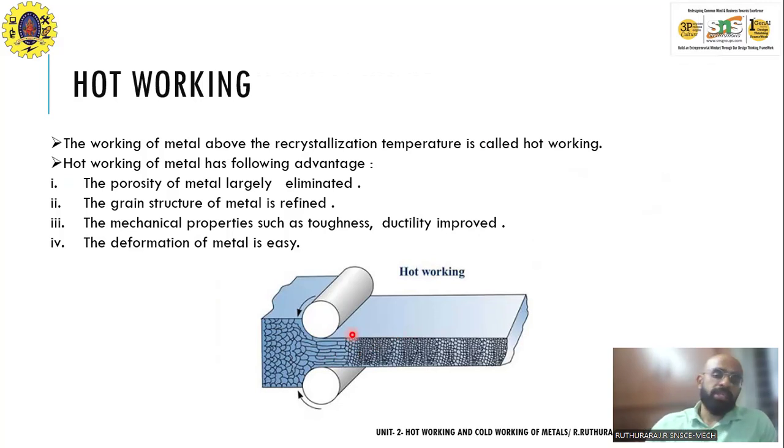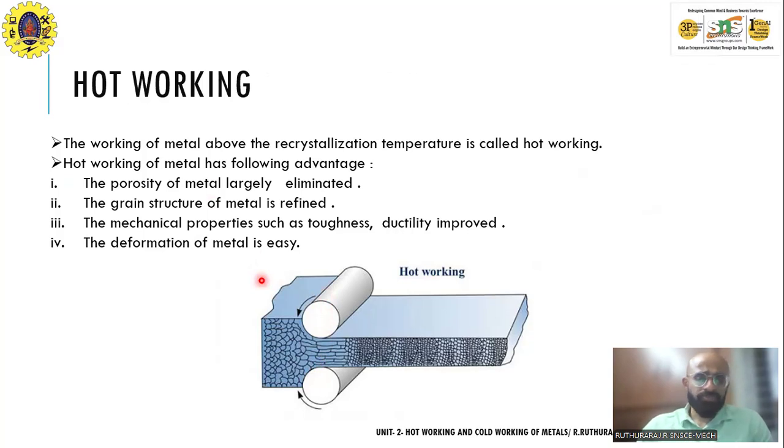So what are the advantages of this hot working process? The porosity of the material is largely limited. Since I drew this diagram, when there are larger grains, there will be porosity obviously, but when the grains are rearranged or realigned, porosity is eliminated. The grain structure is realigned, and also, as I said, the toughness, ductility, malleability and strength are improved. As a result of this, the metal can be deformed very easily.